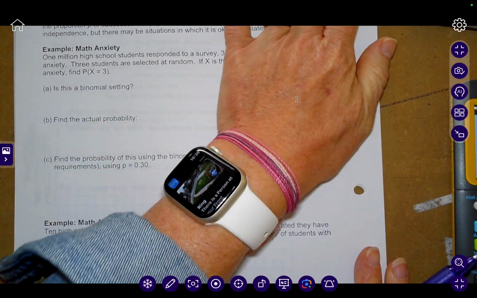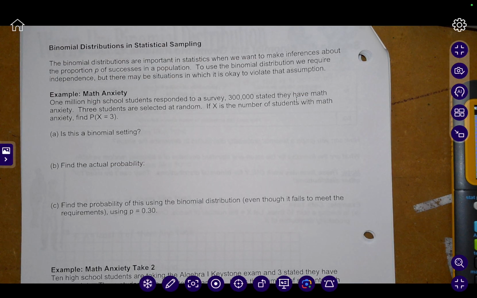To use the binomial distribution, we require independence. But there have been many situations where it's okay for us to violate that assumption and we'll still get pretty good results. So I'm going back to the math anxiety example. One million high school students responded to a survey, and 300,000 stated that they have math anxiety. 3 students are selected at random. If X is the number of students with math anxiety, find the probability X is equal to 3.